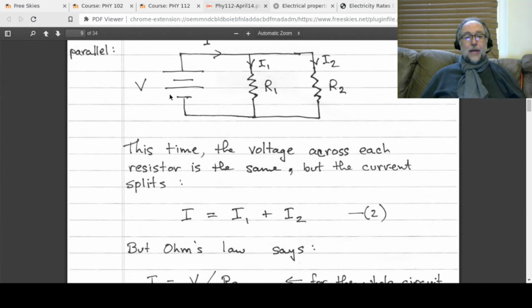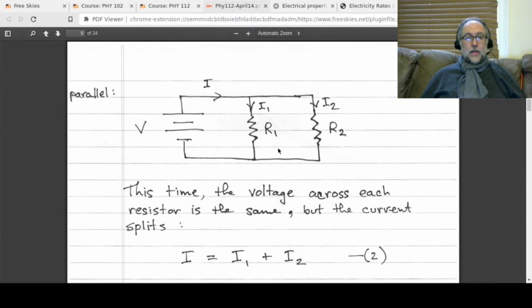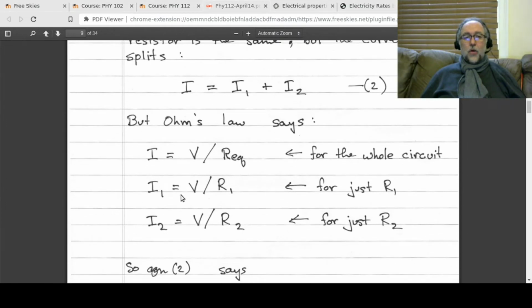Now we once again apply Ohm's law, but this time we want to eliminate the I's. The total I is going to be equal to the voltage across the whole circuit divided by the equivalent resistance of the whole circuit. Pick one resistor, R1. Let me just show you the diagram again. I1 is going through R1 and I2 is going through R2, okay? The current through R1 is V divided by R1, and the current through R2 is V divided by R2.